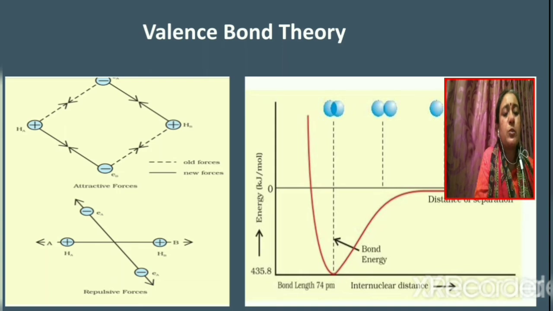The distance between the two hydrogen atoms at this stage is found to be 74 picometer. So when the two hydrogen atoms are at a distance of 74 picometer, there will be maximum lowering of potential energy and molecule of hydrogen will be formed.